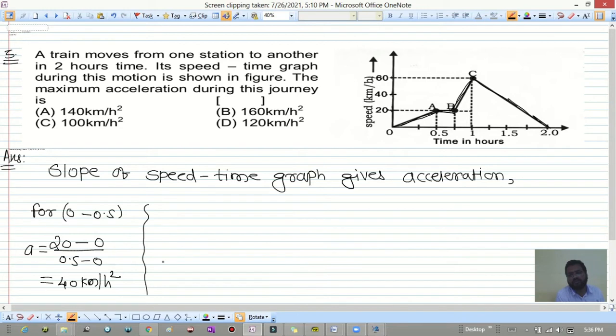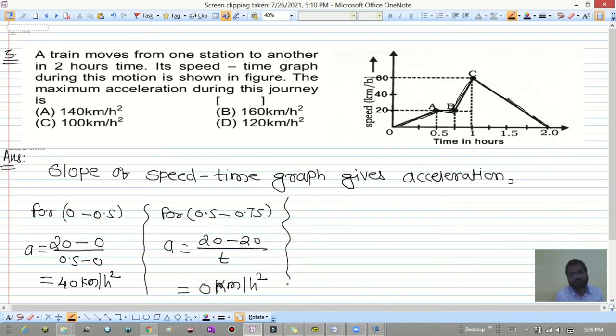Okay. Now for 0.5 to 0.75, if you just calculate, acceleration is the final velocity 20 minus initial velocity 20 divided by time, whatever that is. So it is 0 kilometer per hour squared.